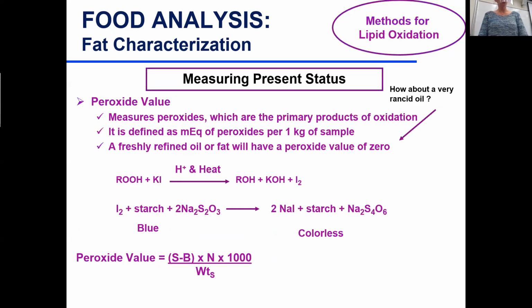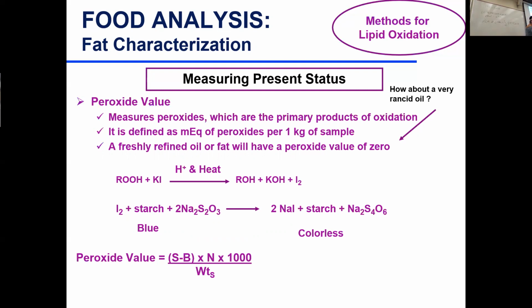All right, so measuring the present status of oxidation. Here we're going to switch our topic and talk about oxidation, and we're going to talk about measuring the current status of the oil versus measuring the oxidation over time, like shelf life or prediction of shelf life. So peroxide value is a very common measurement for the current status of oxidation.